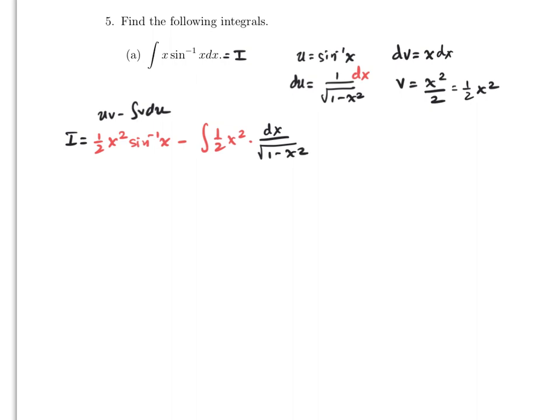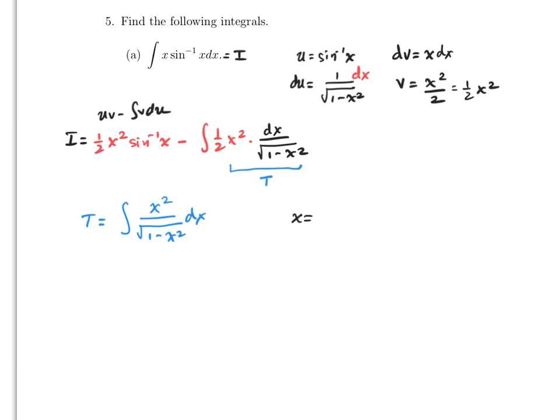Now, to integrate this part, you need to use a trig substitution. So therefore, I'm going to call this part just t. So therefore, t is going to be the integral of x squared over the square root of 1 minus x squared dx. And to solve this integral, we need to use a trig substitution.